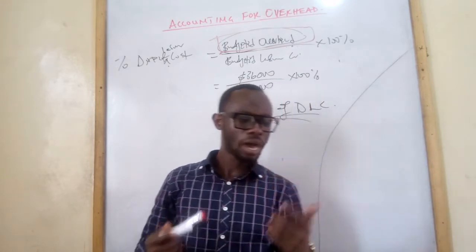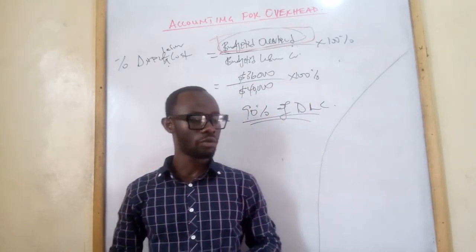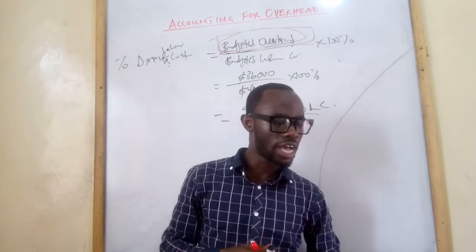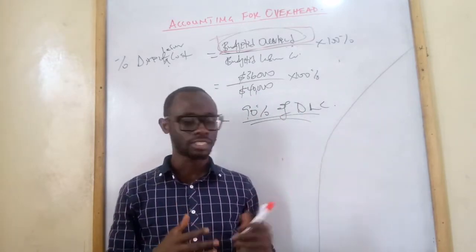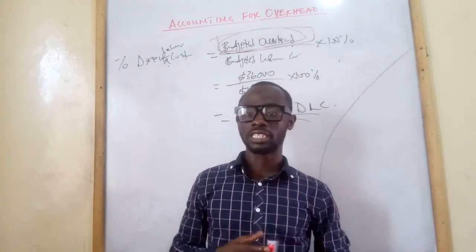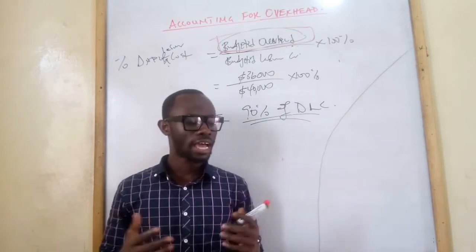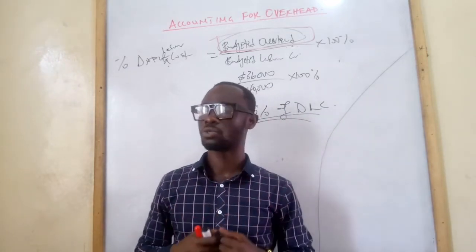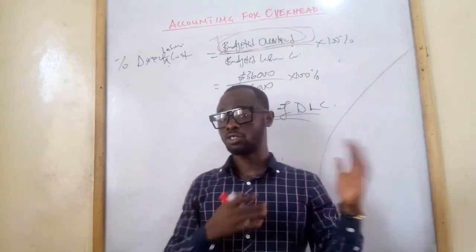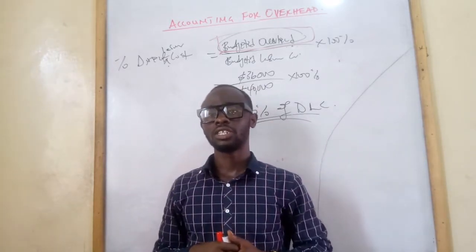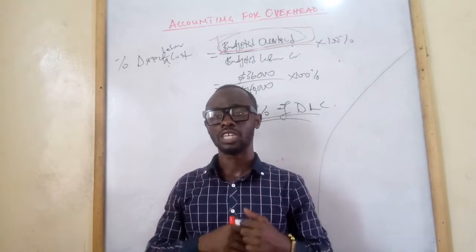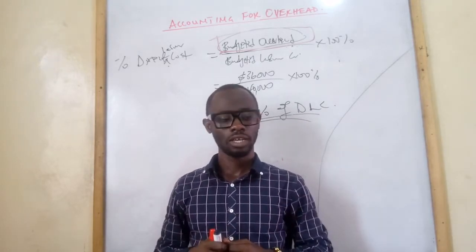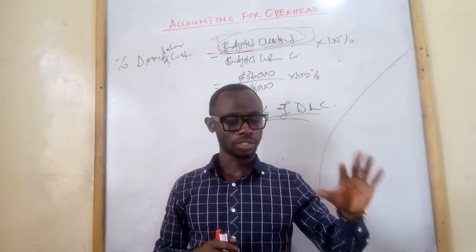Right. Apart from these, there is also what we call the blanket overhead absorption rate, and then departmental absorption rate. Blanket overhead absorption rate, as the name implies, blanket. This is where we have two departments, but we just calculate one overhead absorption rate and we apply it to all the departments. That is what blanket absorption rate is about.